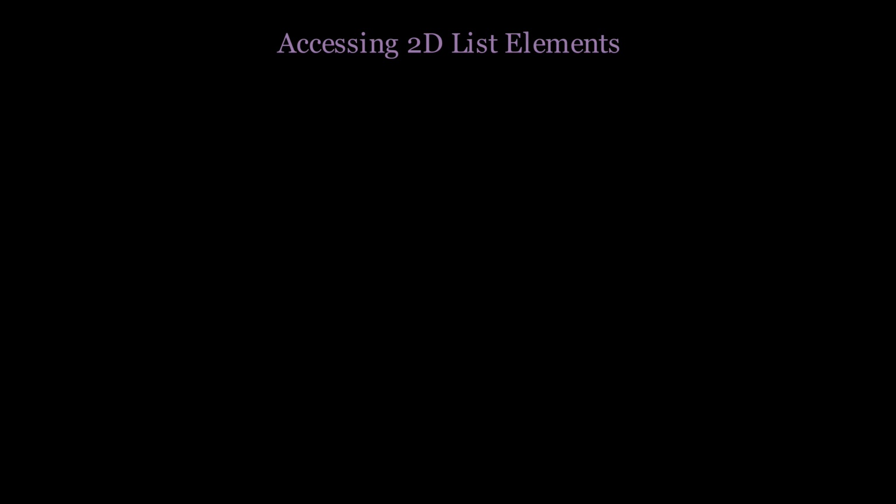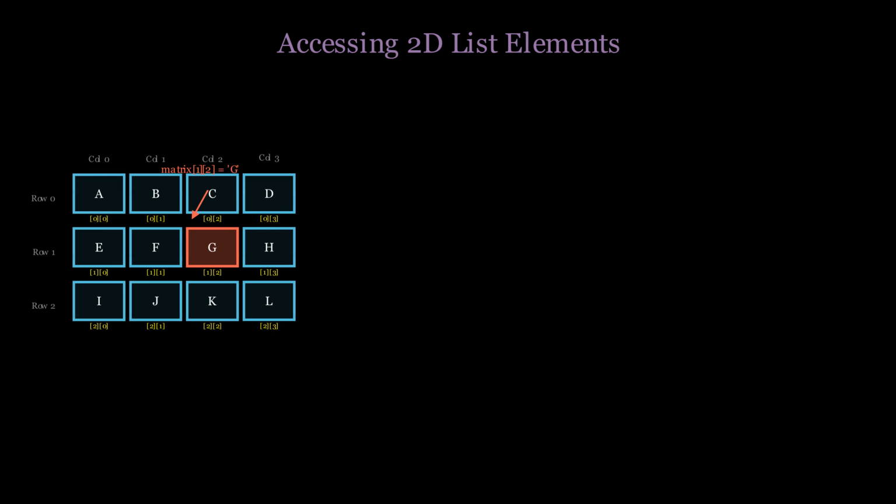Understanding how to access elements in 2D lists is fundamental. Let's visualize the indexing system and explore different access patterns. In a 2D list, we use two indices. First for the row, second for the column. Element at position 1, 2 means row 1, column 2. Remember that Python uses zero-based indexing, so counting starts from 0.